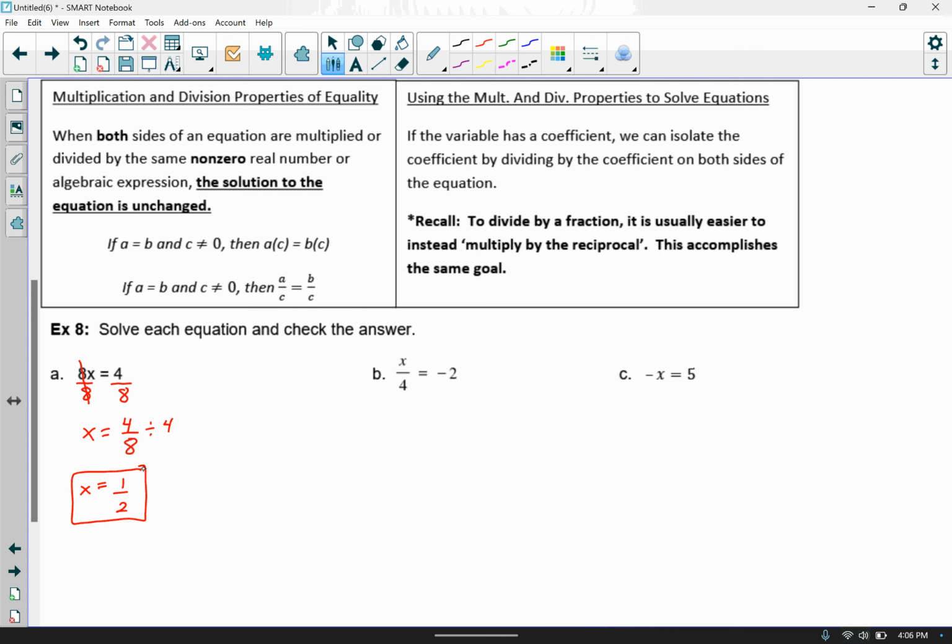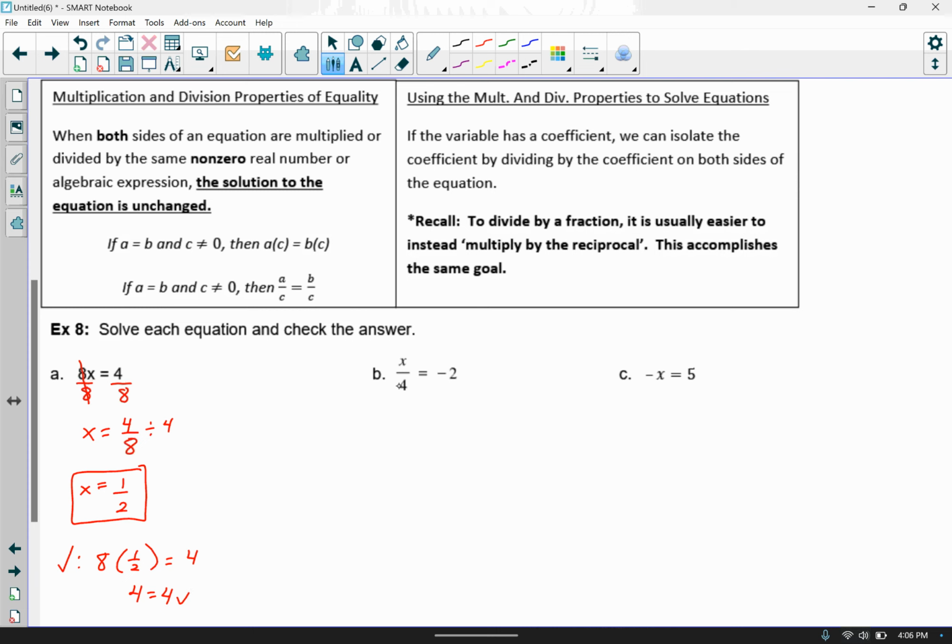Okay. These can still be checked. So I'll show another check for you. Go back to the original problem. Everywhere we see an x, I'm going to plug in 1/2. So 8 times 1/2 equals 4. And sure enough, 8 times 1/2, think of that. Half of 8, that's 4. So 4 equals 4. We're good to go. All right, let's move over to B.